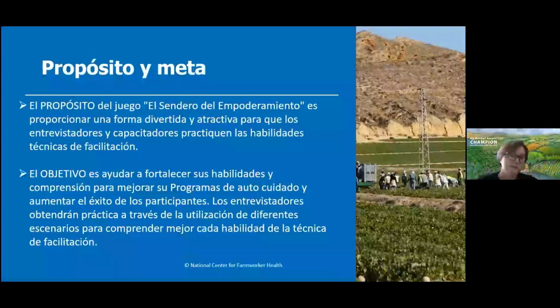The purpose of the game is to offer a fun and attractive way for interviewers and the facilitators and trainers to be able to practice facilitation techniques and skills. This is something that can be done virtually or in person.